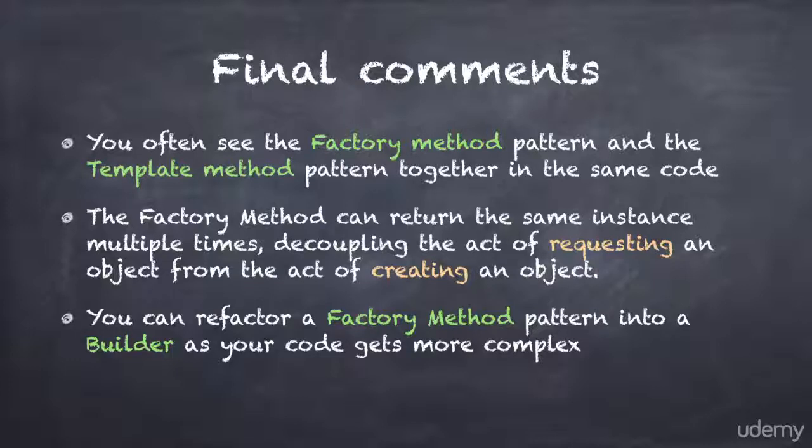The big advantage of a factory method is that it can return the same instance multiple times, in effect decoupling the act of requesting an object from the act of creating an object. And finally, you usually start out using factory methods to create objects. Then, as your code gets more and more complex, you might want to refactor to a prototype or builder pattern. This is perfectly okay. Feel free to swap one pattern for another as your code evolves.